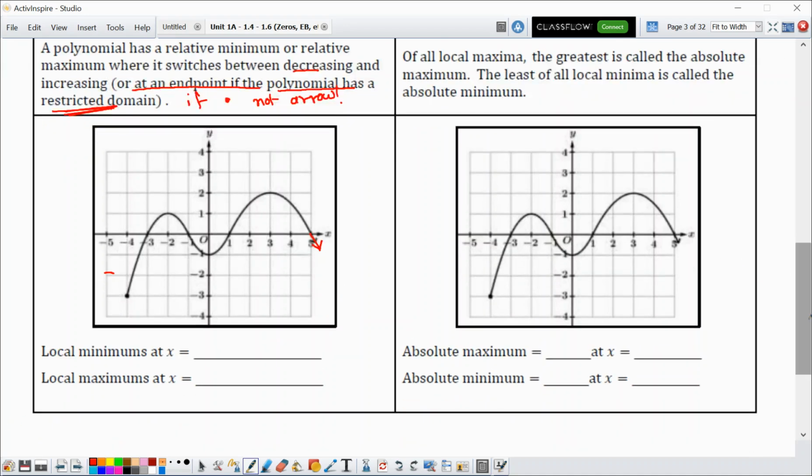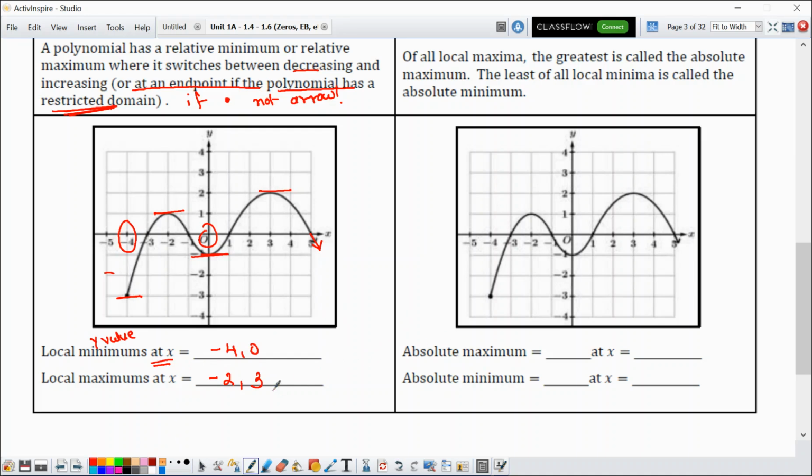Now, where are the relative maximum and minimum? Minimum means the lowest number here. There are two relative minimums, but at, which means x values, so you have to look at the x values at -4 and 0. Minimum means you are looking at the y values, but you write "at", meaning the location of the x coordinate. The maximums are at -2 and 3.